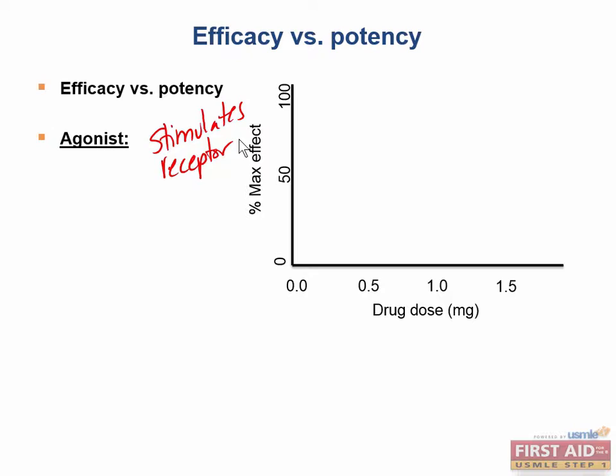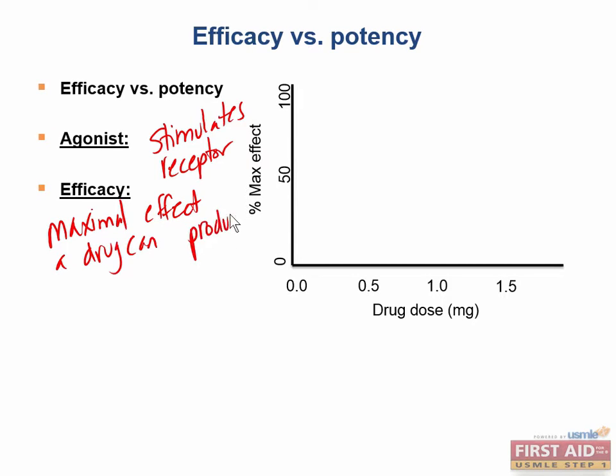On the other hand, some drugs stimulate the same receptor but don't create as big of a downstream effect as that full agonist would. These drugs are going to be termed partial agonists. So how do agonists play into this picture of efficacy? Efficacy is going to be the maximal effect a drug can produce. Efficacy is defined as the maximal effect a drug can produce irrespective of the concentration required to achieve that effect.